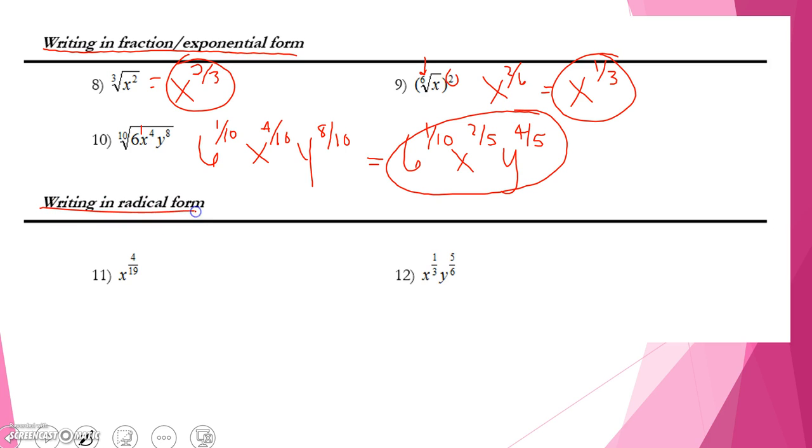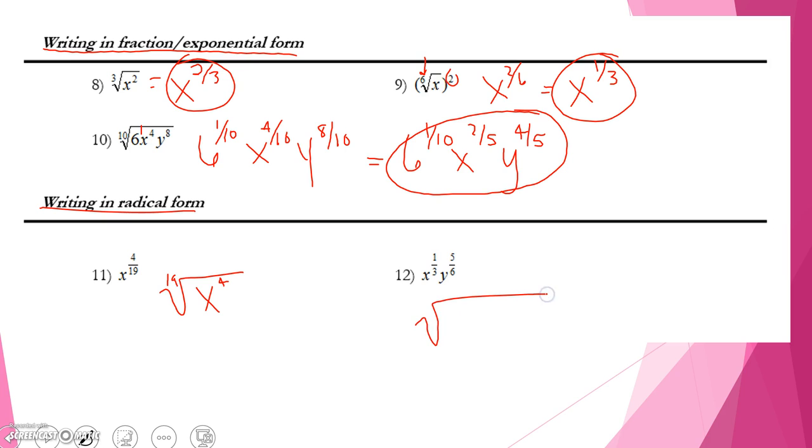Now we're going to go the other way. So if it says write in radical form, I make myself a radical. I put the variable or number inside. The top number is the exponent of the variable. The bottom number is the root.